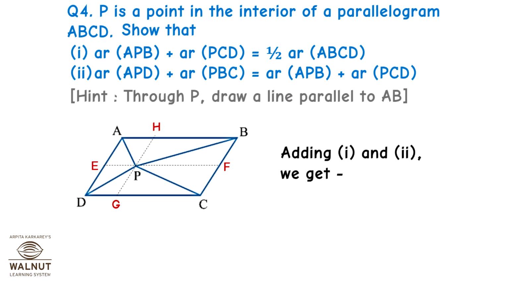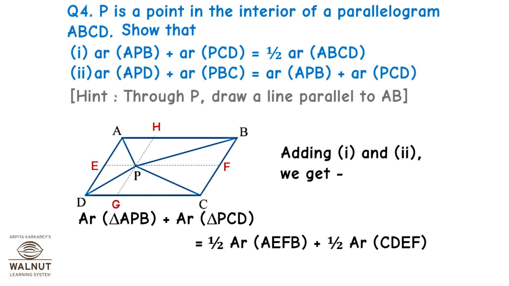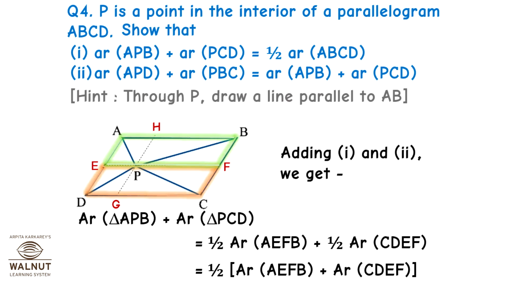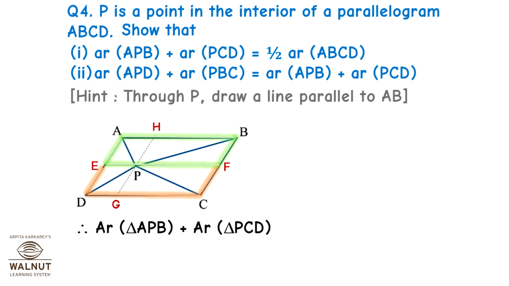Adding 1 and 2 we get area triangle APB plus area triangle PCD is equal to half of area AEFB plus half of area CDEF, which is equal to half of (area AEFB plus area CDEF). Therefore, area triangle APB plus area triangle PCD is equal to half of area ABCD.